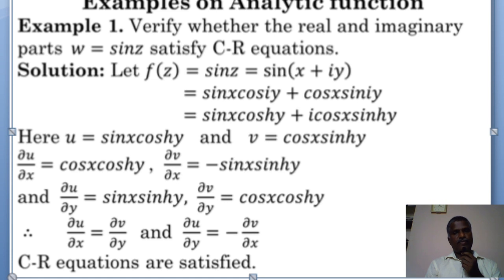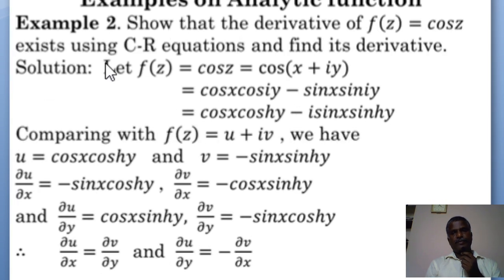So let us see one more example. Show that the derivative of f of z is equal to cos z exists using CR equations and find its derivative. So you have to find the derivative using CR equations. So again, to verify CR equations, to apply CR equations, we need to find u and v.